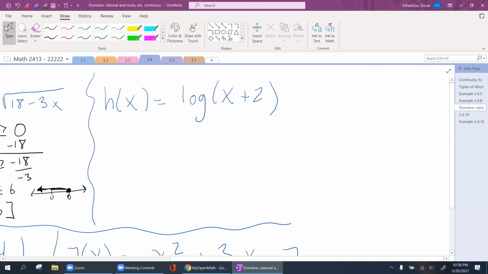With logarithmic functions, if I'm looking at just the parent function, the log is not defined at x equals 0. It strictly must be greater than 0, not greater than or equal to 0, but strictly greater than 0. So you would get everything inside your log and state it has to be greater than 0, and then go ahead and solve.